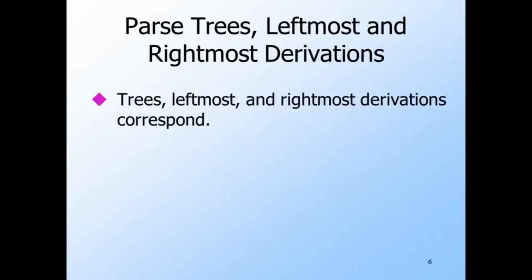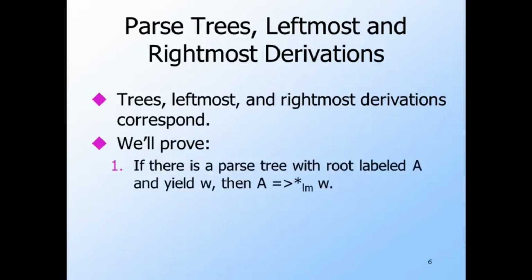We're going to show how to convert parse trees to leftmost or rightmost derivations and vice versa. As is often the case, our road is made easier by proving something more general than what we really need. In this case, we'll talk about generalized parse trees that can have any root label, say A, and we'll talk about leftmost and rightmost derivations from any variable A. We'll prove two statements. One is that if there's a parse tree with root A and the yield w, then there's a leftmost derivation of w from A.